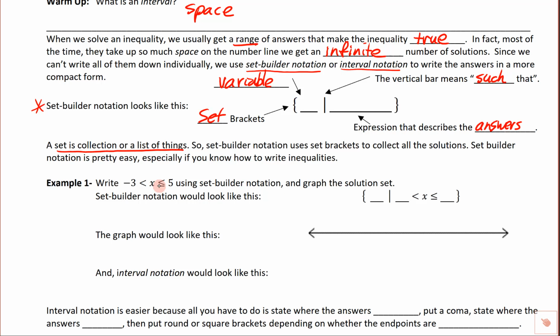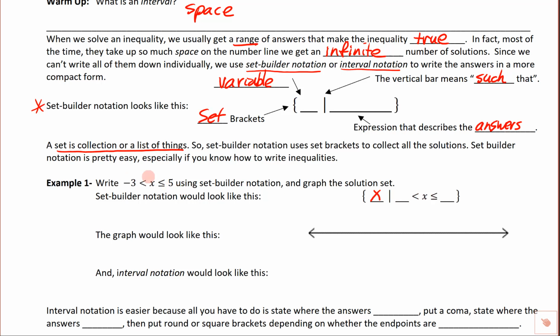In set builder notation, it is literally this easy. There are the set brackets, and I'm going to draw a couple set brackets. Mine look horrible, I'll just warn you right now. The variable we're using is x, so I'm going to put an x right here. And then we put the expression that represents the answers.